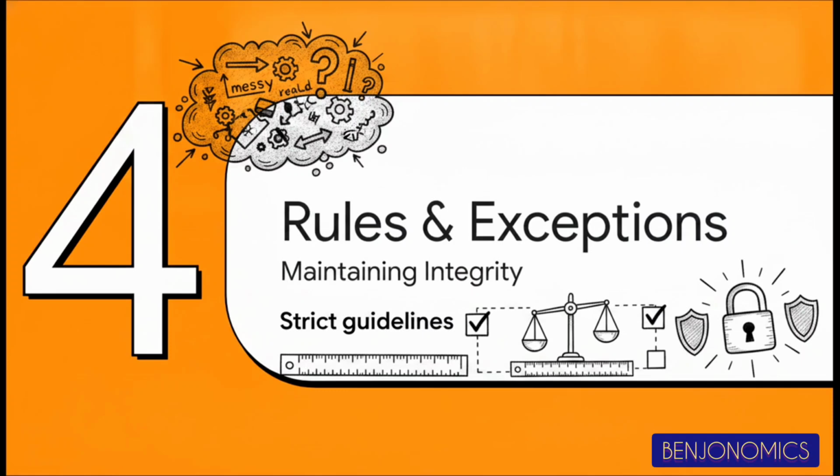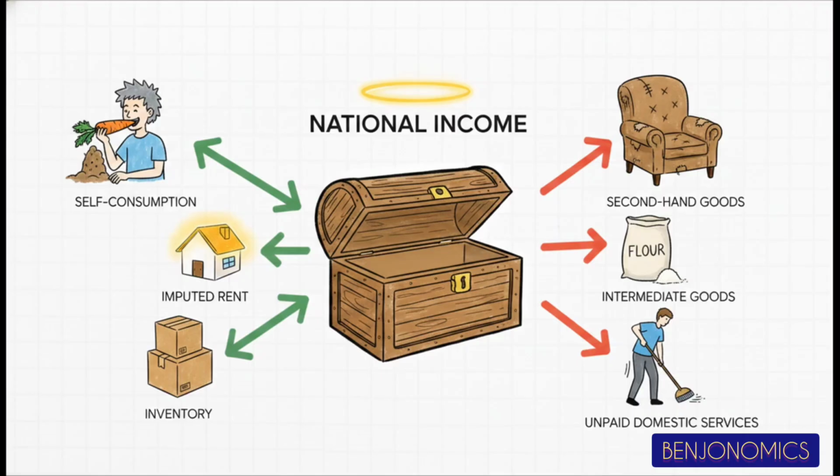Which brings us to Section 4, Important Rules and Exceptions. Every highly accurate accounting system needs strict guidelines to maintain its integrity, and this method is absolutely no different. So what exactly counts and what doesn't? Let's look at the inclusions first.